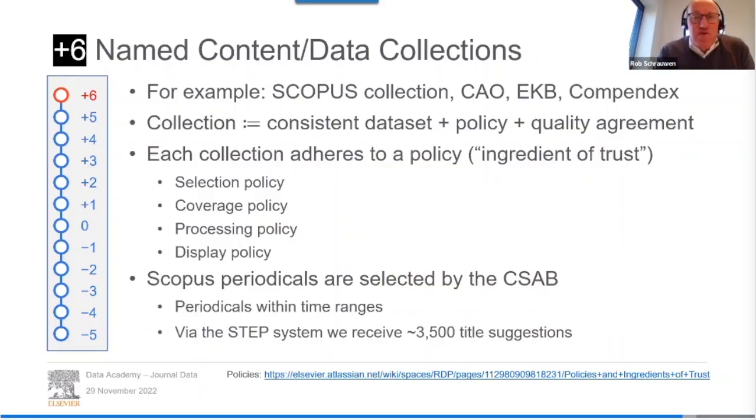The definition of a collection is that there's a consistent data set where a published policy exists, and there are quality agreements about the things inside. Every collection adheres to policies: selection policy, coverage policy, process policy, display policy. Selection is what is in or out. Then once you have a journal in or a set in, you say these and these types we cover. This is how we process them.